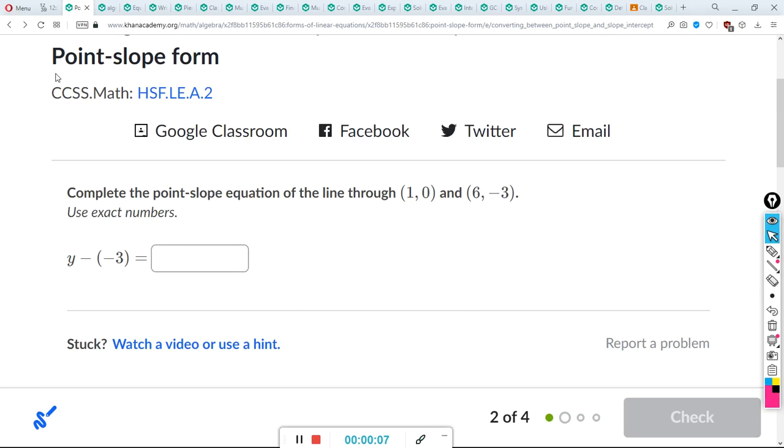This will be for the con assignment point slope form. So the equation used for point slope form is y minus y1 equals m times x minus x1. Okay, this equation works well when you have the slope and at least one point.